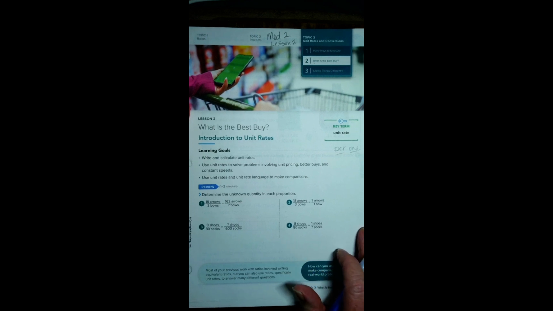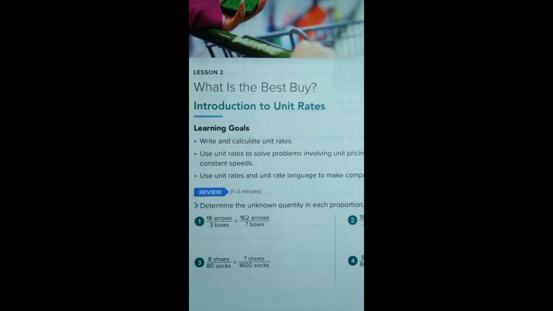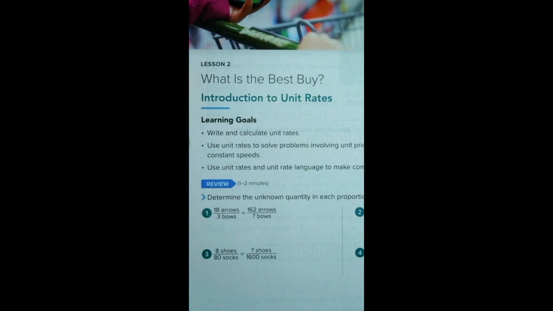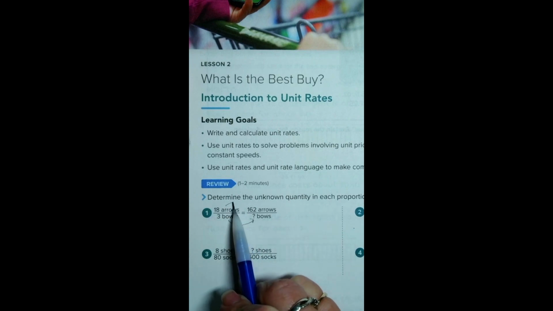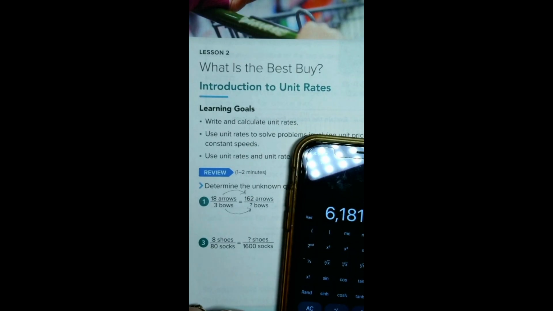So just a quick review: determine the unknown quantity in each proportion. So notice these ones are set up as proportions. Let me zoom in here a little bit, even if we just do kind of one side at a time. Let's look here at 1 and 3 first. So we need to go from 3 bows to a certain number of bows when 18 arrows goes to 162 arrows. So we need to figure out what we are scaling up by to go from 18 to 162.